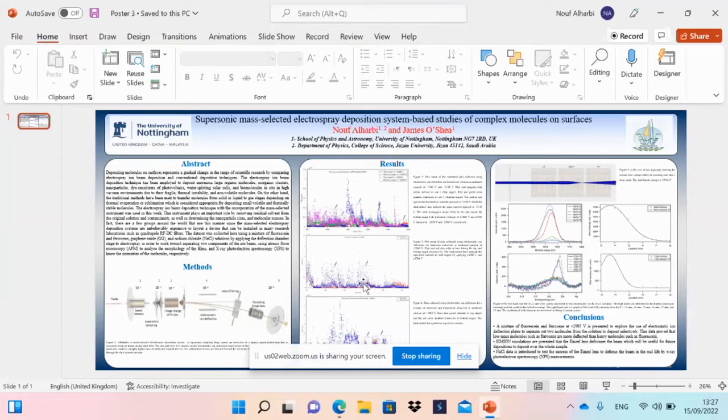Before I talk about the technique or methods, electrospray ion beam deposition is used to study complex molecules on surfaces. We use it with non-volatile materials, meaning large molecules, nanoparticles, dye sensitizers for photovoltaics, and water-splitting solar cells. The mass selection is used to prevent the contaminants in the original solution from accessing the surface.